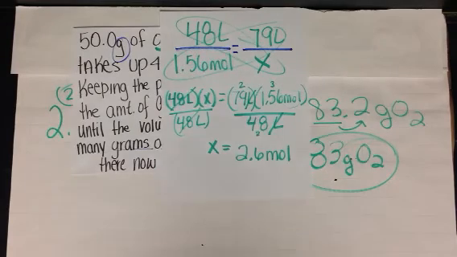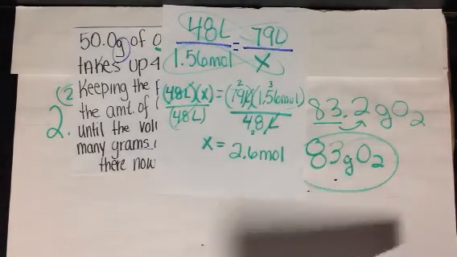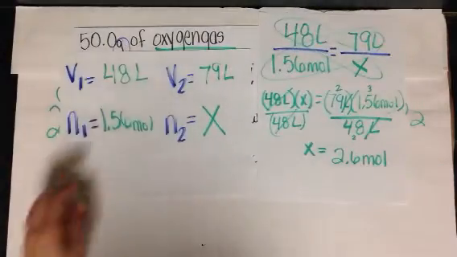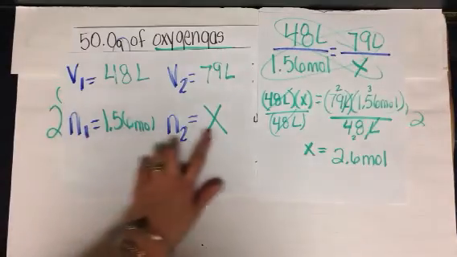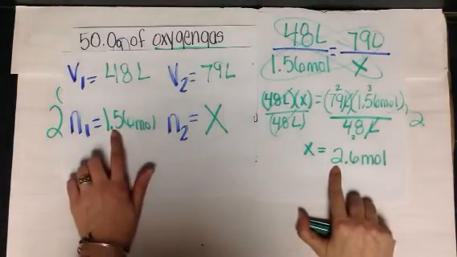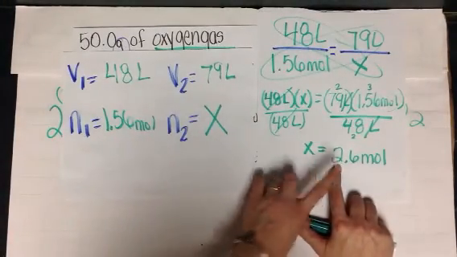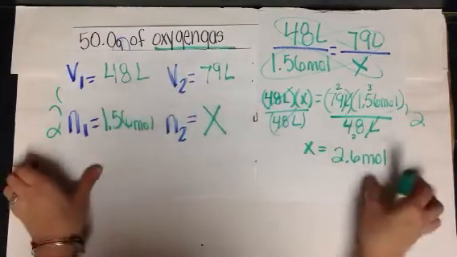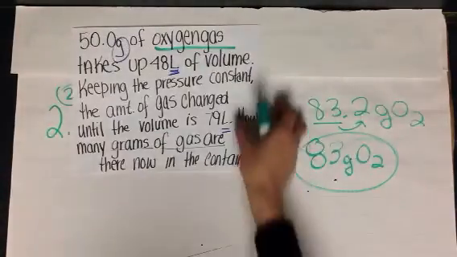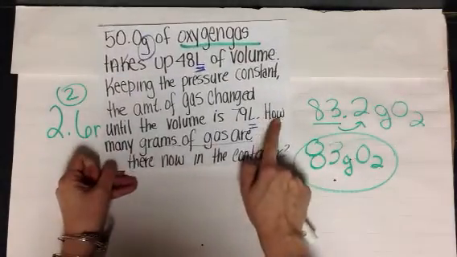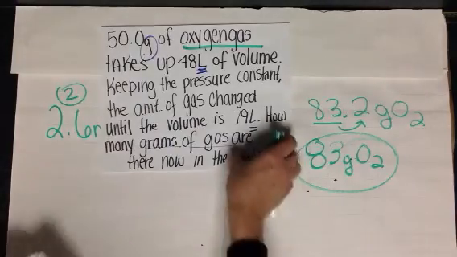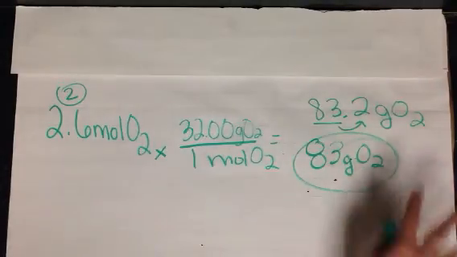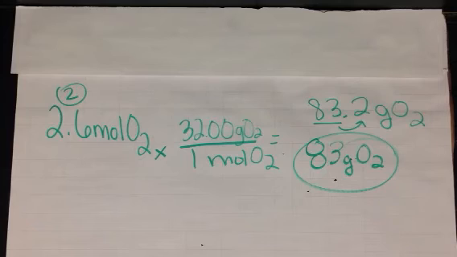So let's see. We predicted that if the volume went up, 48 to 79, the moles should have gone up. And sure enough, it did. It went from 1.56 to 2.6. Great, so I knew I was heading in the right direction. The only thing was, at the end, I had to do one last conversion. Why? Because they asked me to: how many grams of gas? Make sure you read to see what they ask you for, and that you keep your units on everything. That's the end of the video.